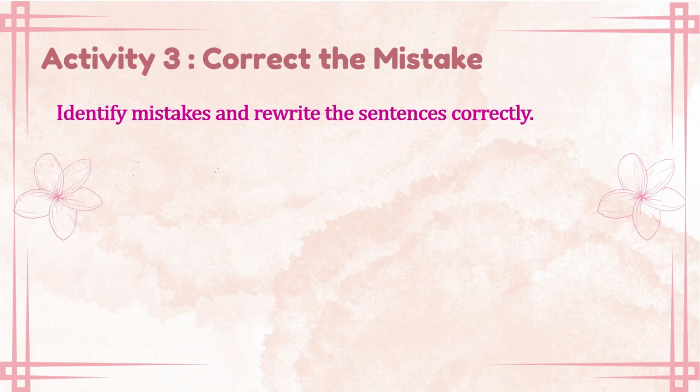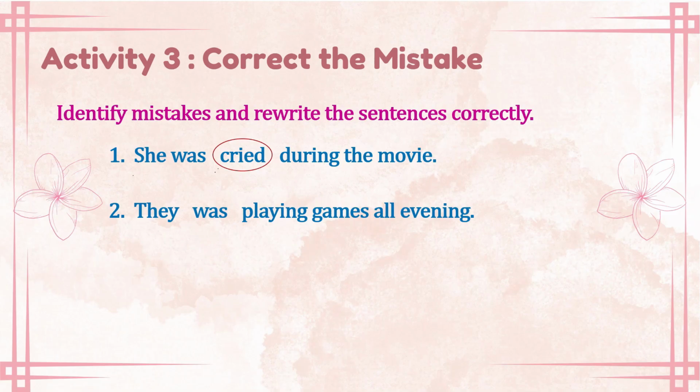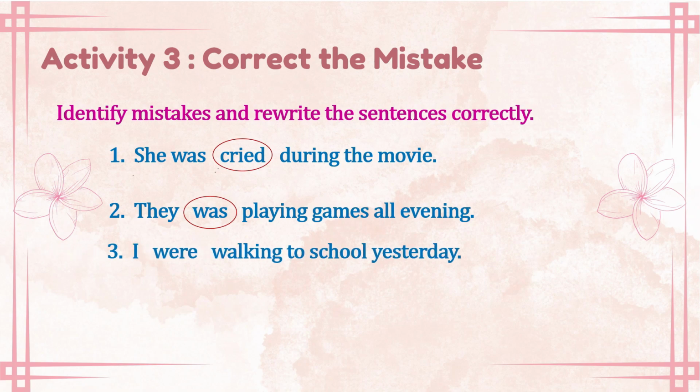Activity number 3. Identify the mistakes and rewrite the sentences correctly. Number 1. She was cried during the movie. The mistake is cried. So the correct sentence will be she was crying during the movie. Number 2. They was playing games all evening. The mistake is the be verb was. The correct sentence will be they were playing games all evening.